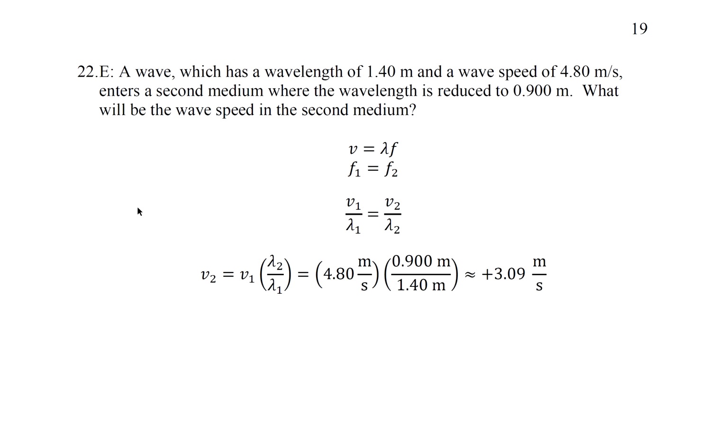Question 22. A wave, which has a wavelength of 1.4 meters and a wave speed of 4.8 meters per second, enters a second medium where the wavelength is reduced to 0.9 meters. What is the wave speed in the second medium? So we know v equals lambda f. When we go from one medium to another medium, f is the same. So just take this top equation and solve for f. v1 over lambda 1 equals v2 over lambda 2.